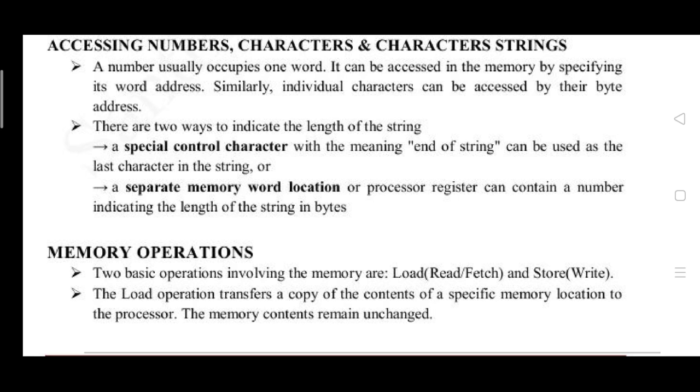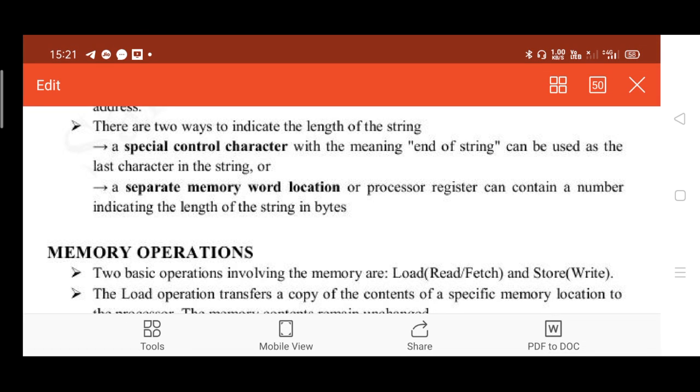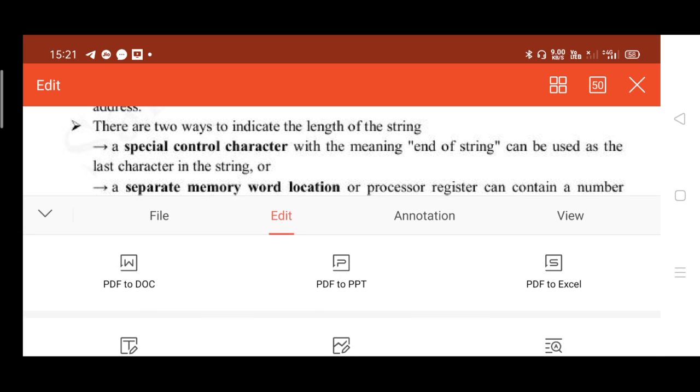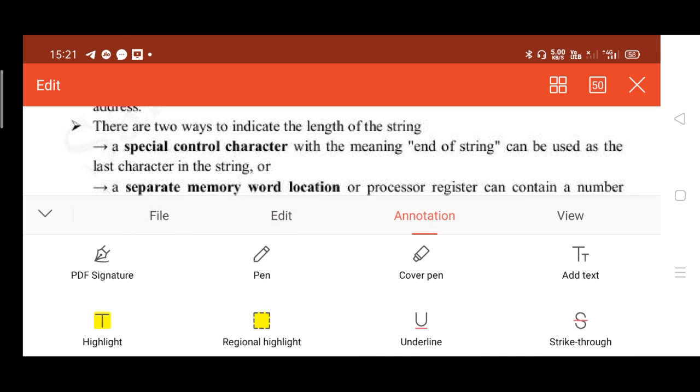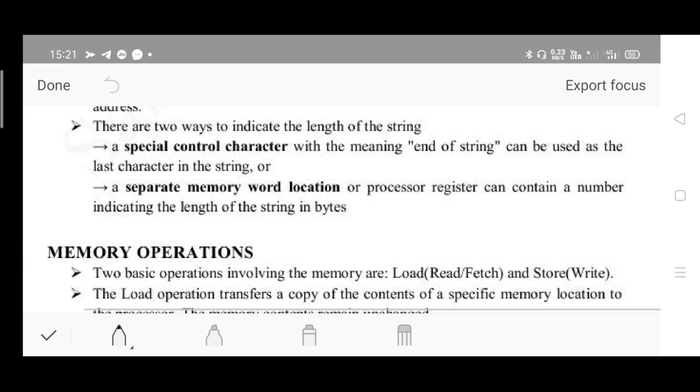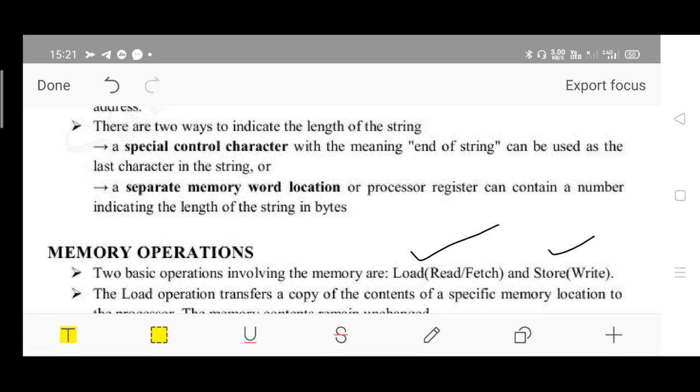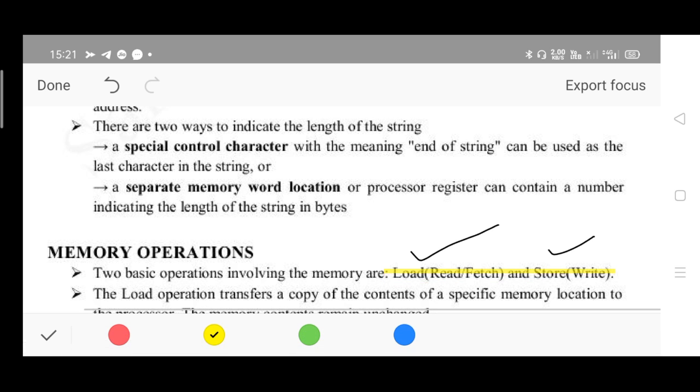So what is load and store? Load is also called the read operation or fetch operation, and store stands for write. So this is the general scenario where we can perform the read operation as well as the write operation over the memory. See here, this line I am highlighting: load and store operations are the two basic operations that are performed on the memory.